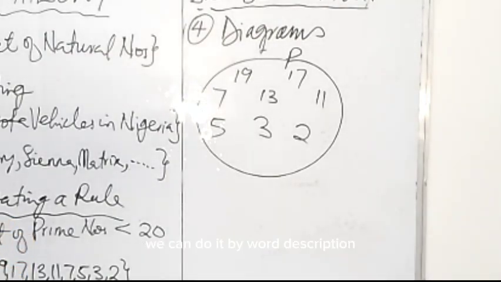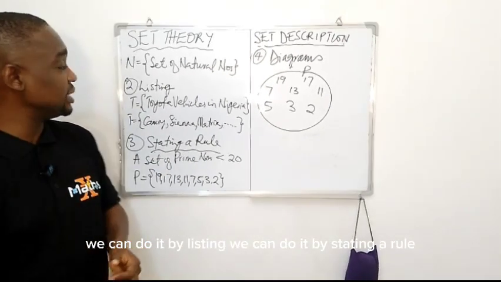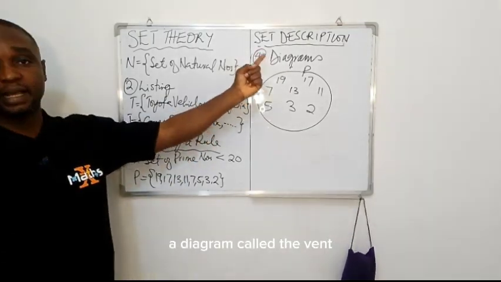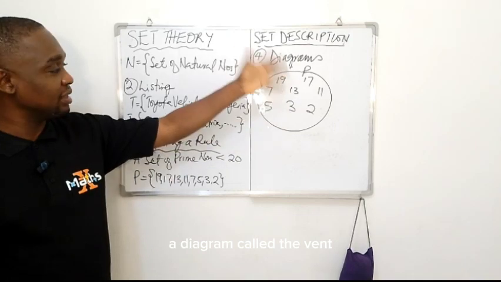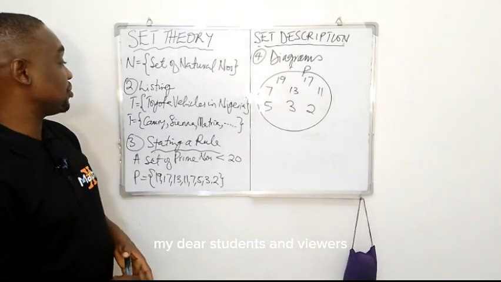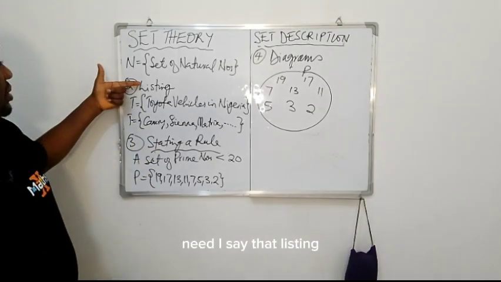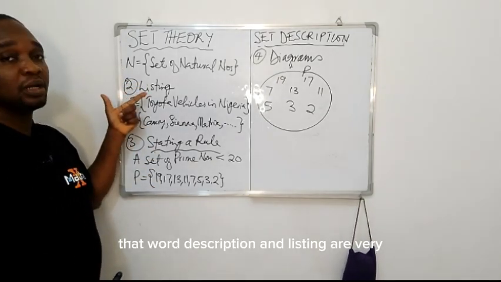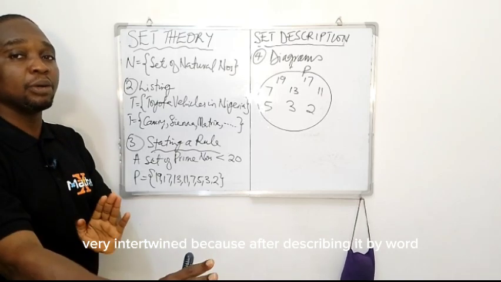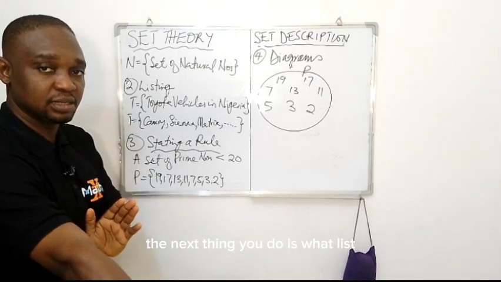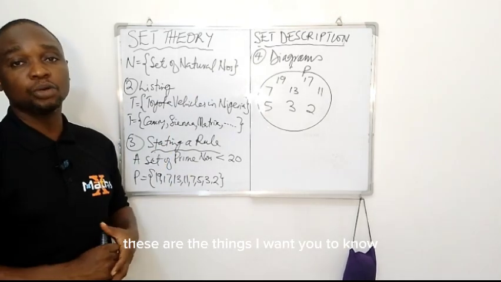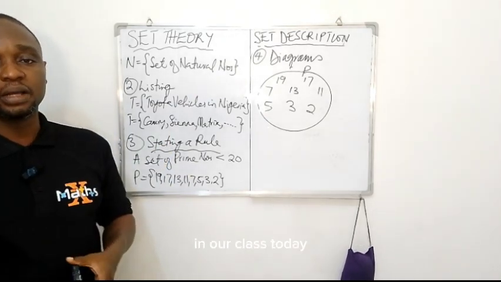So we can do it by word description, we can do it by listing, we can do it by stating a rule, and we can also do it by what? A diagram called the Venn diagram. So, my dear students and viewers, need I say that word description and listing are very interlinked, because after describing it by word, the next thing you do is what? Lists. So they are very interwoven. So these are the things I want you to know in our class today.